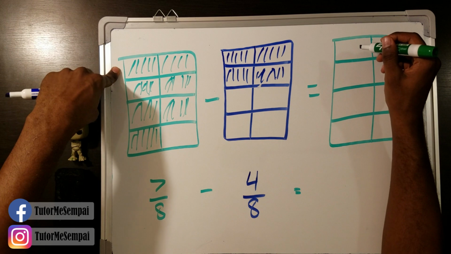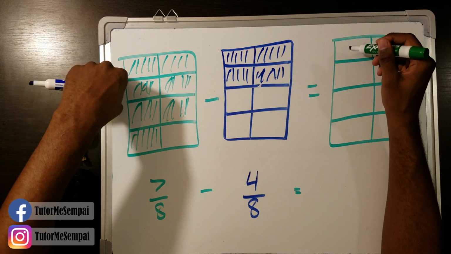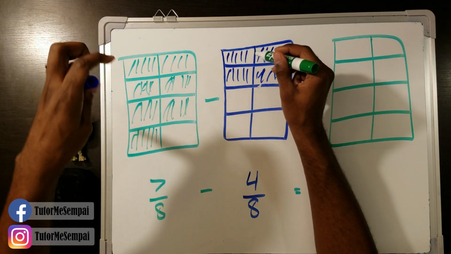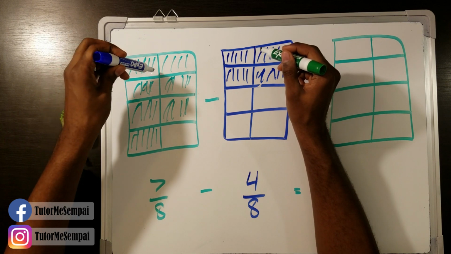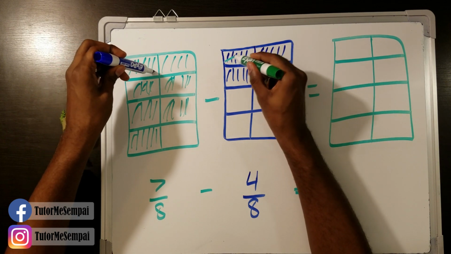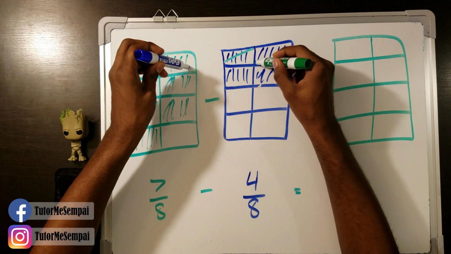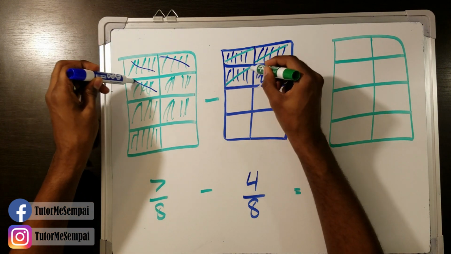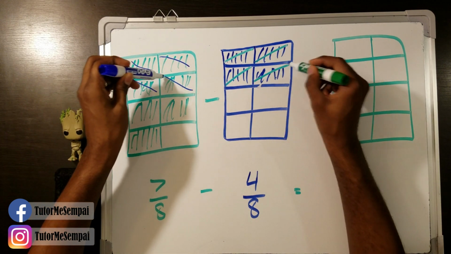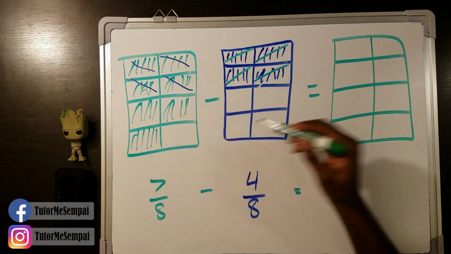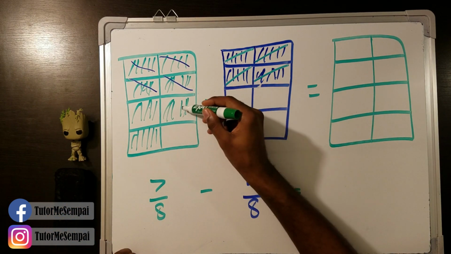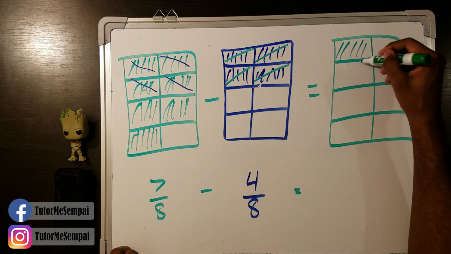So we're going to count. And for every box that is here, we're going to just cross it out, just to show you how it works. So this box, crossed out, this box, crossed out, this box, crossed out, and this box, crossed out. So how many boxes are left? We have 1, 2, 3. So we write that here.